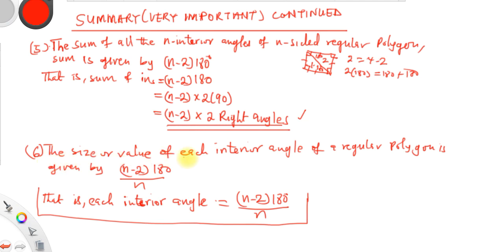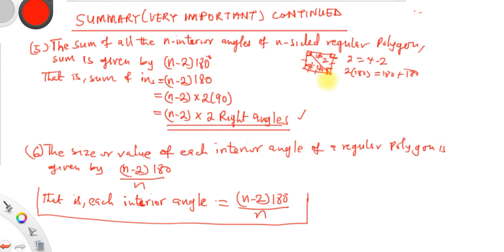The size or value of each interior angle of a regular polygon is given by n minus 2 times 180 over n. Guys, this is very simple. You know that all the interior angles of a regular polygon are equal, as well as the exterior angles. For instance, in this square, this is 90, this is 90. Each of the interior angles is 90 degrees.